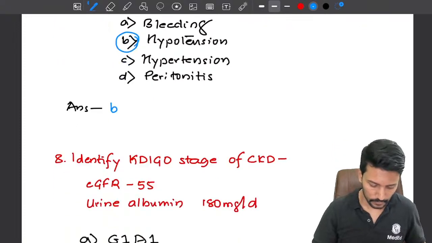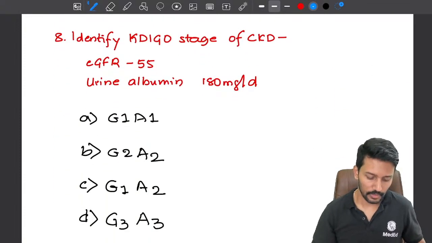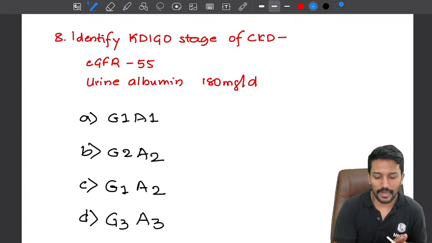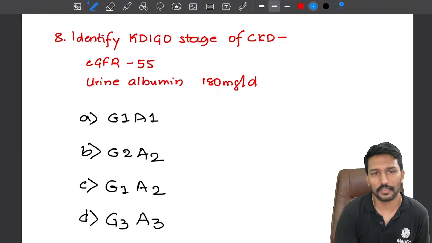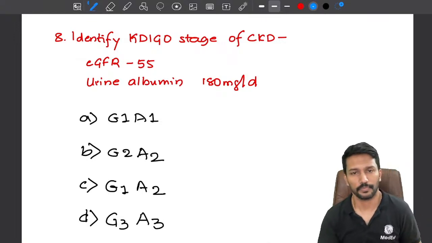Okay. Now the last question for the day. Identify the KDIGO stage of CKD. eGFR is given and urine albumin is given.